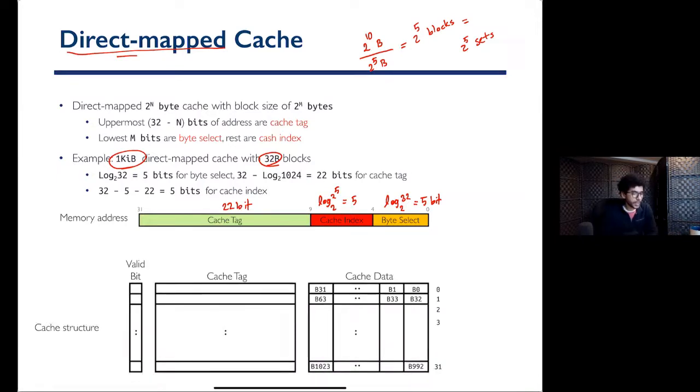So the way it's going to work is I'm going to use my cache index to find the set. And once I have found the set, I'm going to find the byte in that set that I need. So I use the byte select to find the byte. And then I have to check the cache tag to see if I have hit in the cache or I have missed in the cache.